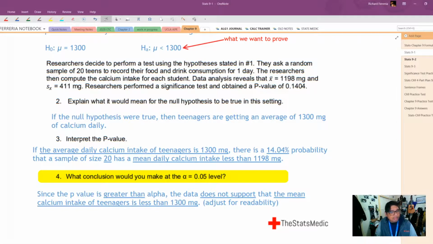So let's read that for readability and make adjustments. Since the p-value is greater than alpha, the data does not support that the mean calcium intake of teenagers is less than 1,300 milligrams. Sounds pretty good to me.